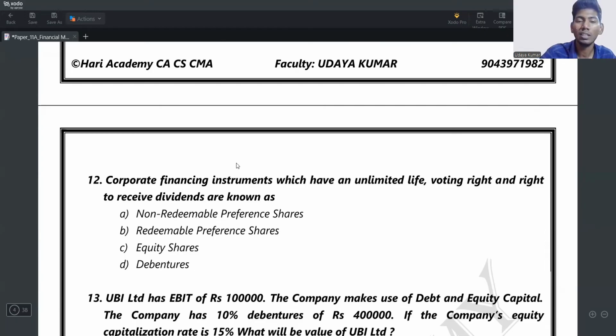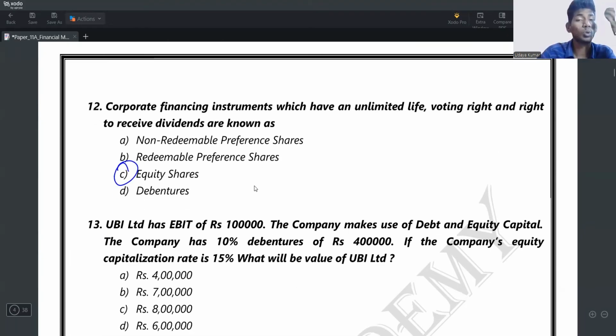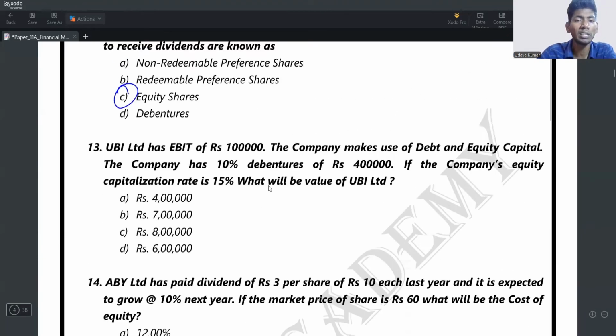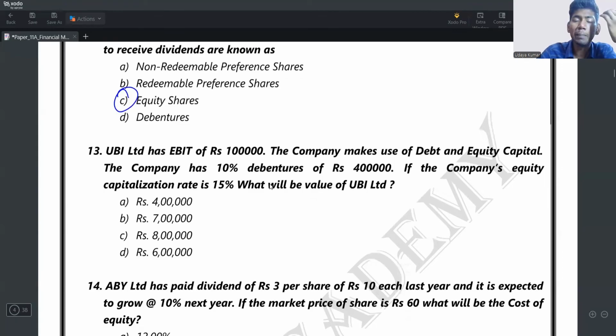It's quite easier. Equity shares, right? I need not tell you about this because these are all discussed in the sources of finance, right? So moving to question number 13, UBI Limited has EBIT of rupees 1 lakh, right? The company makes use of debt and equity capital. The company has 10% debentures of rupees 4 lakh. If the company's equity capitalization rate is 15%, what will be the value of UBI Limited?